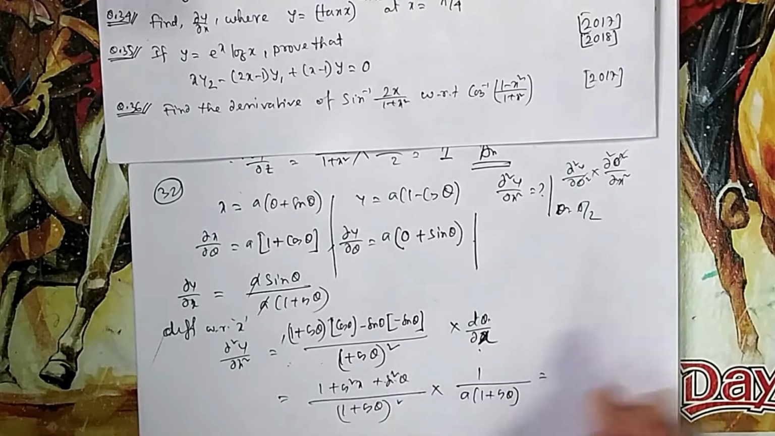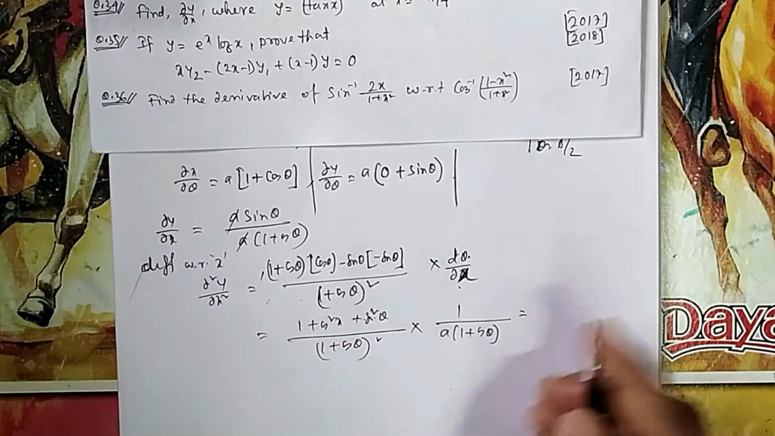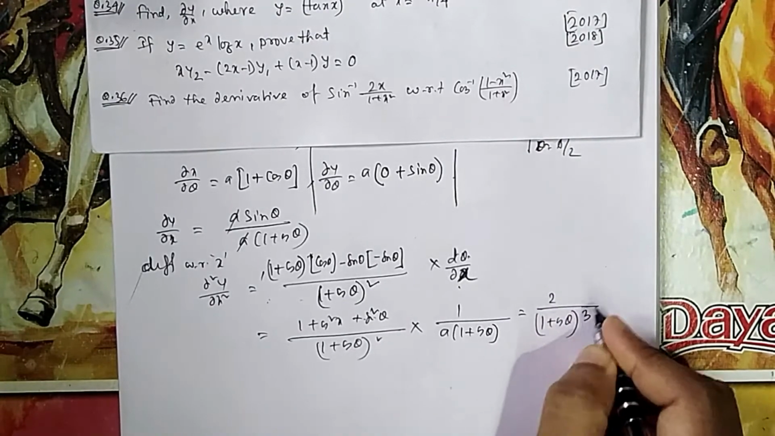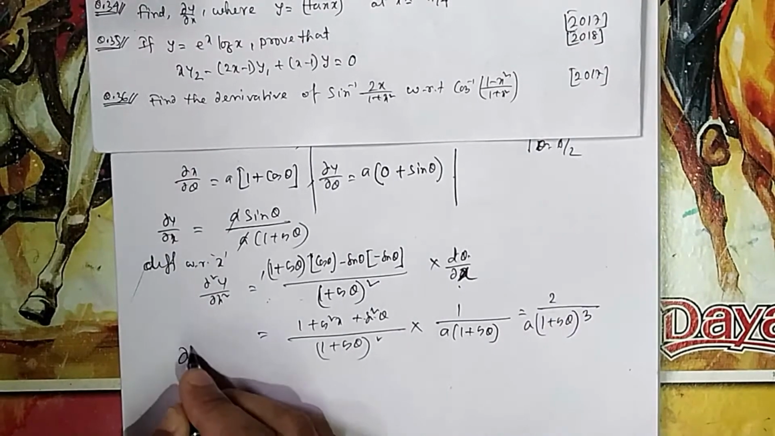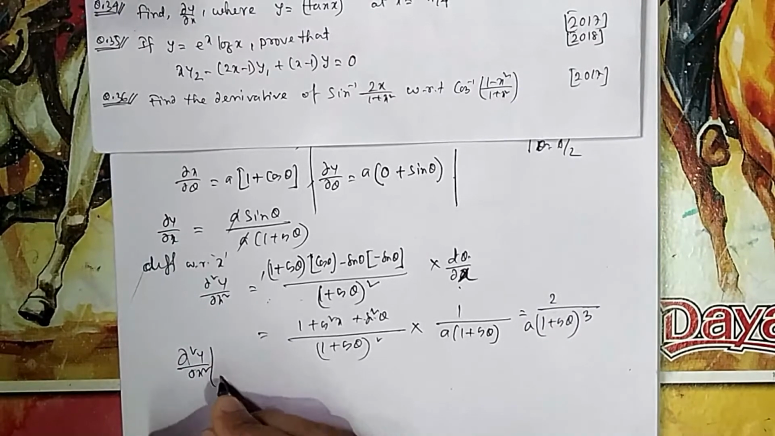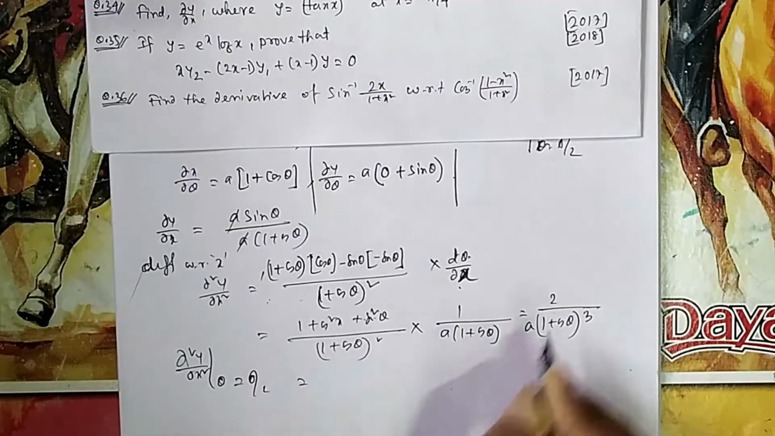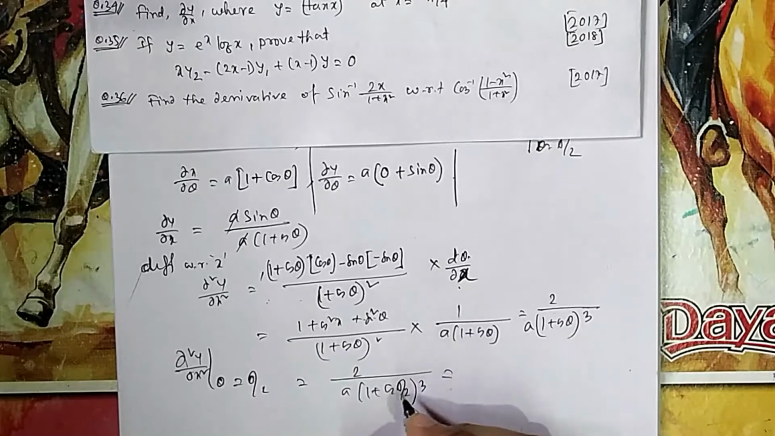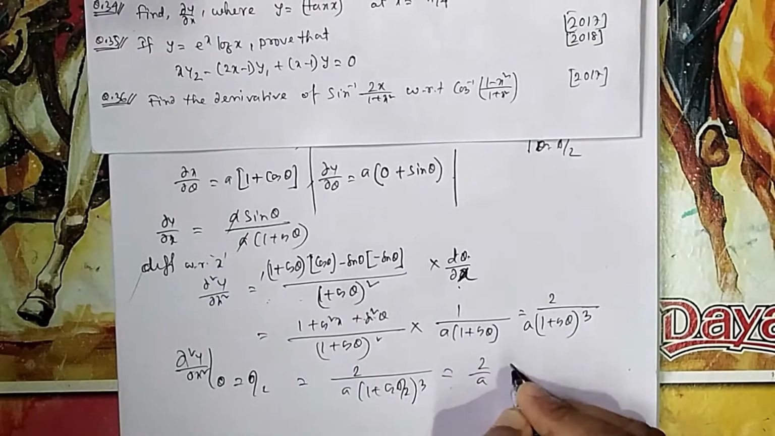It will be cos square plus sin square is 1, so 1 plus 1, 2, by a(1 plus cos theta) whole cube. So they are asking you to find at theta equal to pi by 2. So if you put theta pi by 2 here, 1 plus cos pi by 2 whole cube, cos 90 is 0, so it will be 1, so 2 by a. So that is your answer.